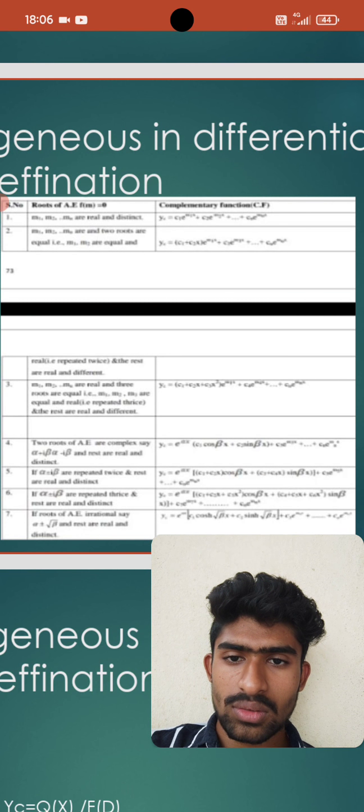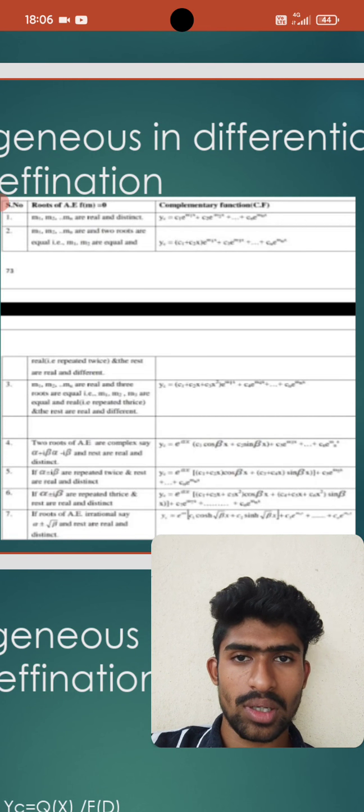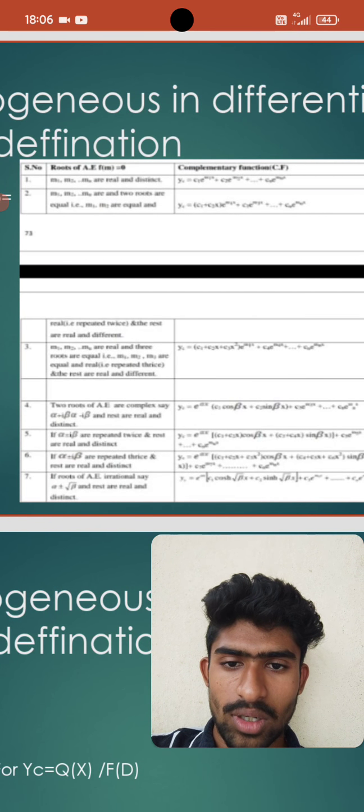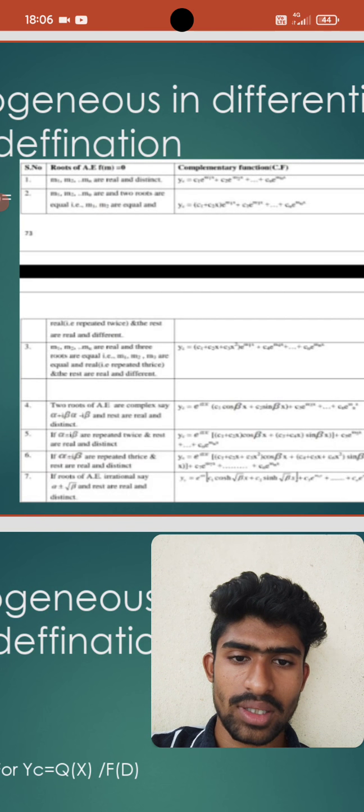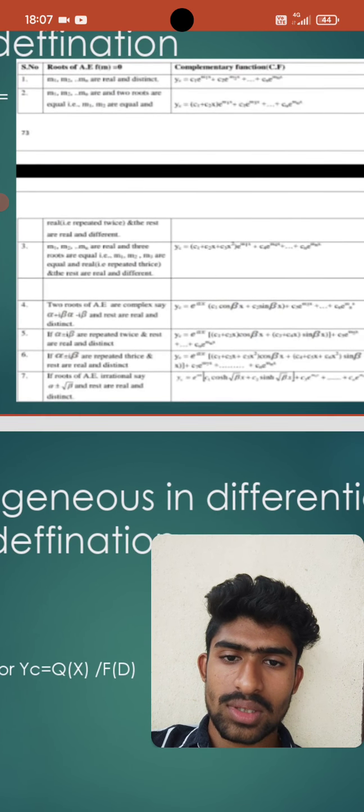Where two roots are equal and the other is not, yc equals (c1 plus c2 x) e power m1x plus c3 e power m3x, with e power m1x common. Third, if three roots are equal, e power m1x is taken as common, and yc equals e power m1x times (c1 plus c2 x plus c3 x square).